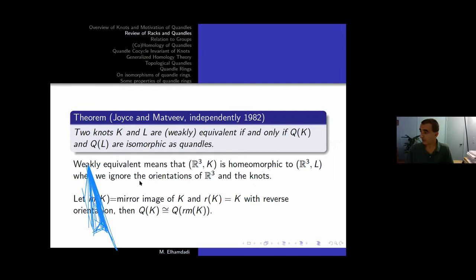Okay, to be precise, what I mean by weakly equivalent is that you consider R3, the pair, the knot K sitting in R3, the knot L sitting in R3, and you look at them as topological pairs, and you ignore the orientation of R3 and the knot. To be a little bit precise, take a knot and consider the mirror image of it, which we'll denote by MK.